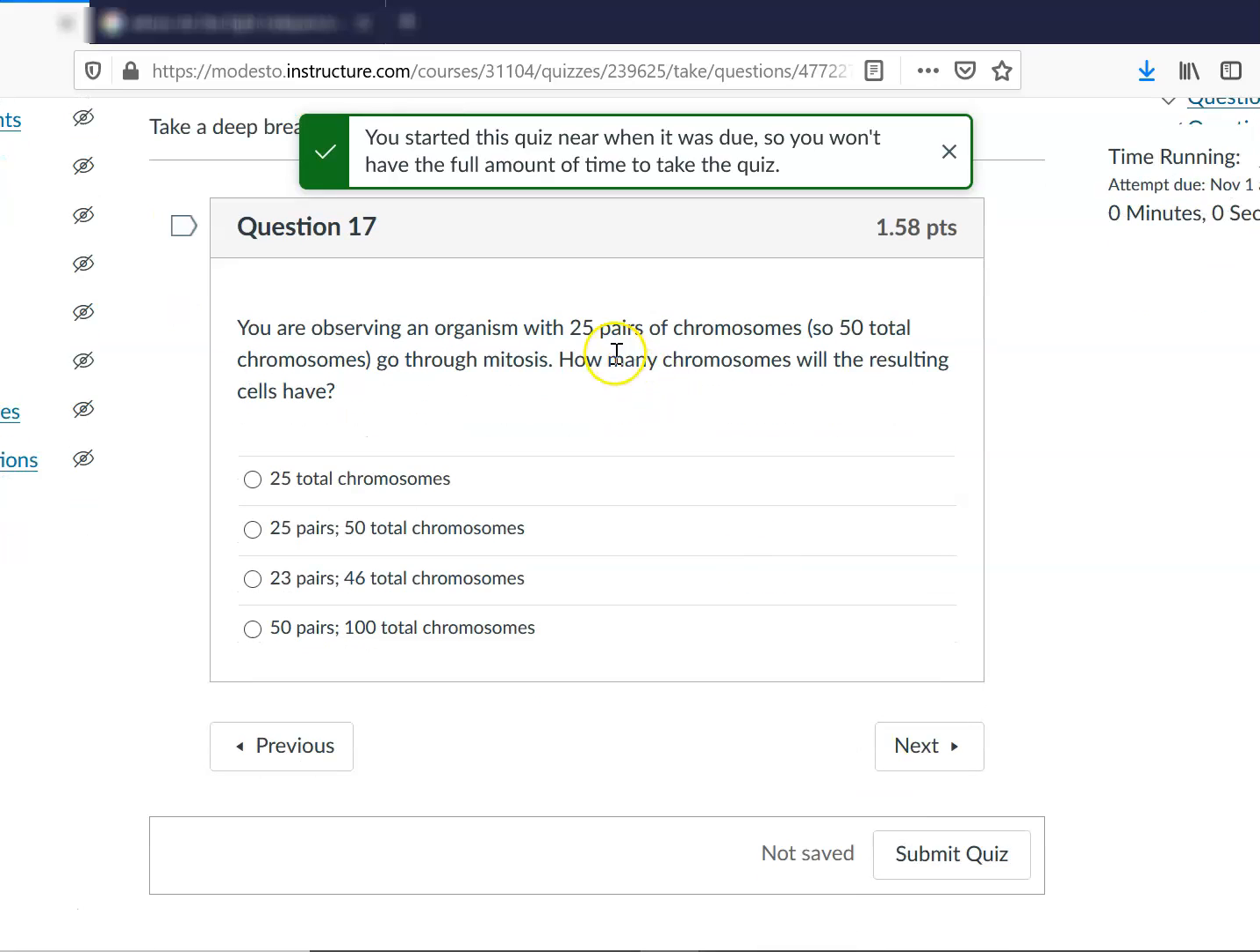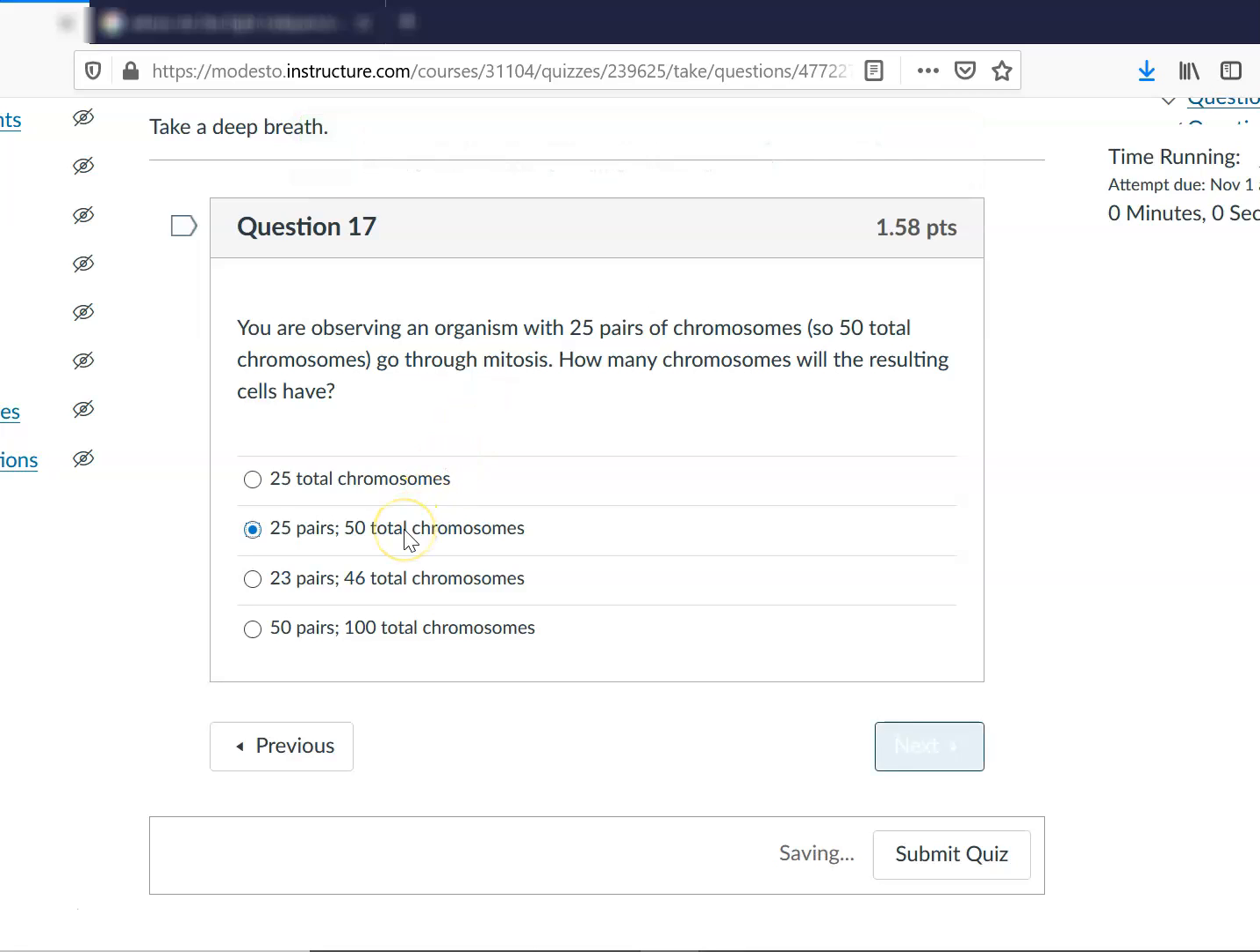You are observing an organism with that same stuff we just read. Go through mitosis. How many chromosomes will the resulting cell have? The exact same number that we started with, because in mitosis we're generating identical cells to what we started with. That's the whole point of mitosis, so that you can grow, so that you can repair yourself. So you need to have the same number at the end as what you started with.